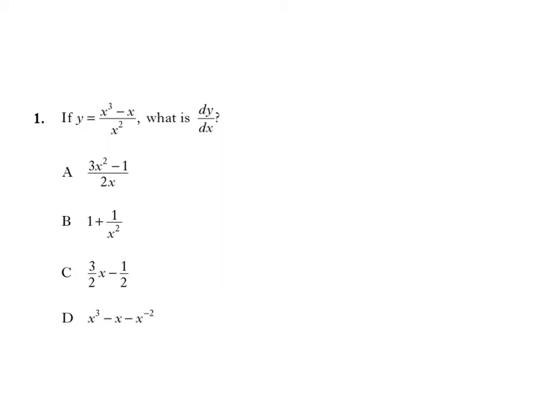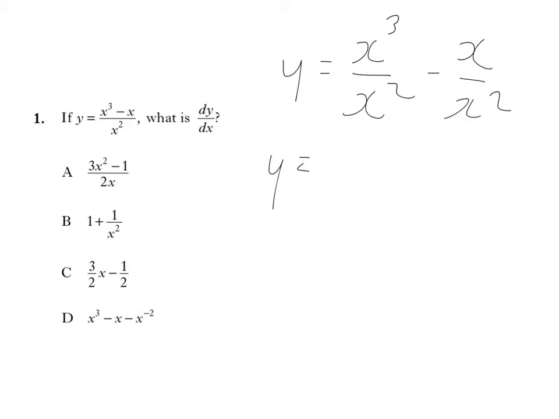Section 9, question 1. If y equals x cubed minus x over x squared, what is dy by dx? The first thing that I need to do is to split this up. So it's going to be x cubed over x squared minus x over x squared. So I'm just preparing to differentiate just now.